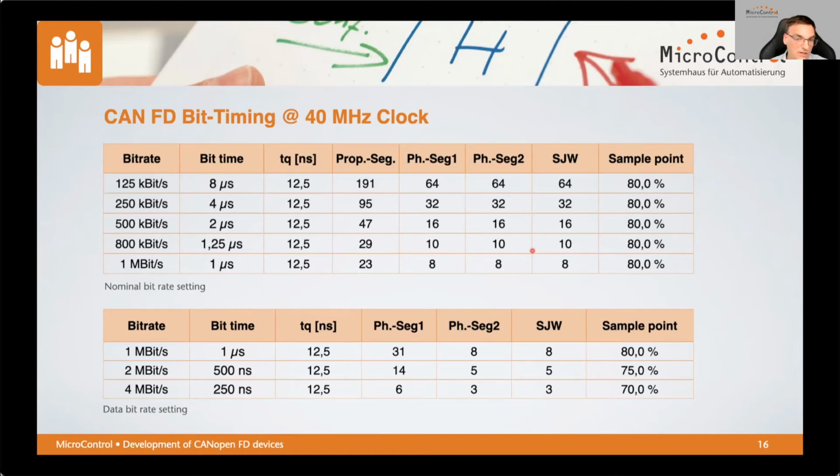An important point here in these tables, and that's the reason why I show these tables here, is the values that you see in the tables for propagation segment, phase segment 1, phase segment 2, because that, in the end of the day, tells you where the sample point is, quite important. And this table tells you with this clock rate of 40 megahertz, you need exactly these values to achieve the settings that are desired. And now we are coming back to the question, what kind of CAN controller do I use?